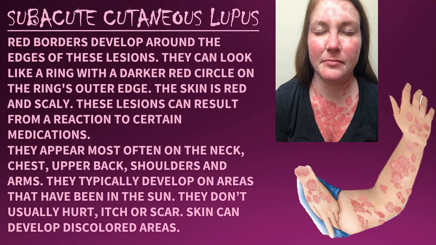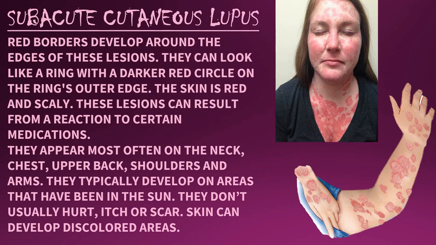The second type of cutaneous lupus is subacute cutaneous lupus. Red borders develop around the edges of these lesions. They can look like a ring with a darker red circle on the ring's outer edge. The skin is red and scaly, as shown in this picture. These lesions can result from a reaction to certain medications.